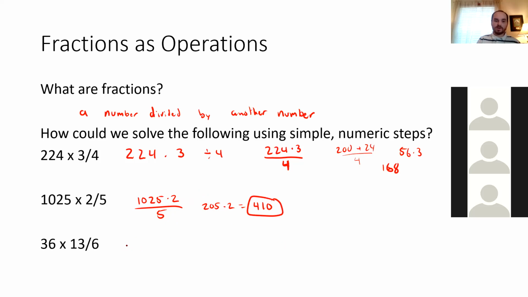And then a similar thing with 36 times 13 over 6. We can just divide 36 by 6, which gives us 6 times 13. And then we can solve this from there pretty easily and get 78.